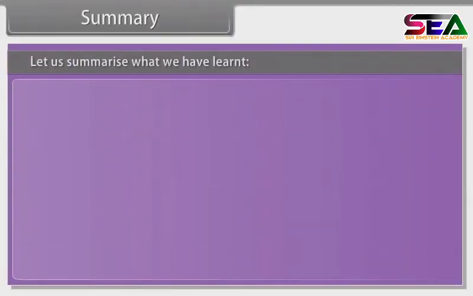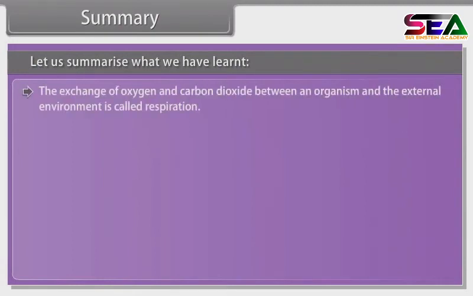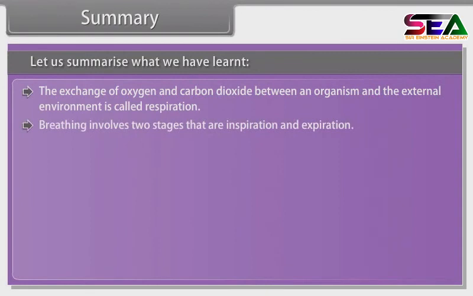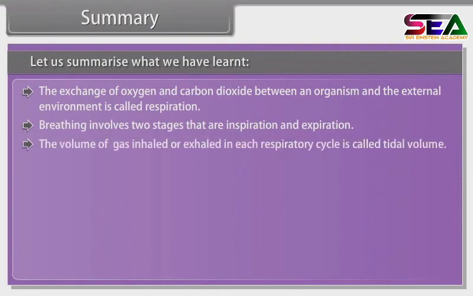Summary. Let's summarize what we have learnt. The exchange of oxygen and carbon dioxide between an organism and the external environment is called respiration. Breathing involves 2 stages that are inspiration and expiration. The volume of gas inhaled or exhaled in each respiratory cycle is called the tidal volume.